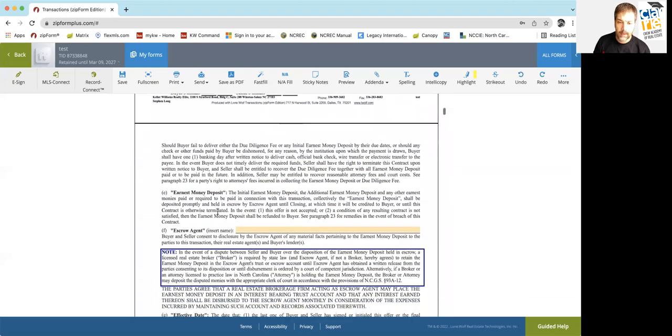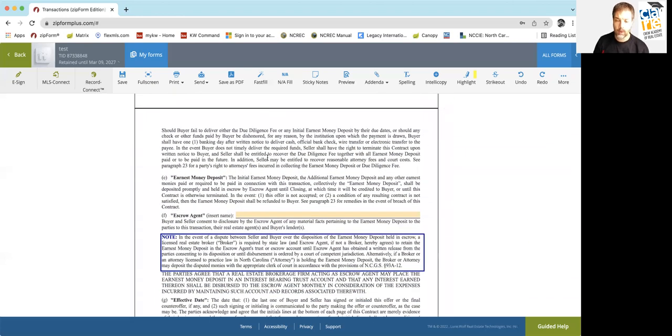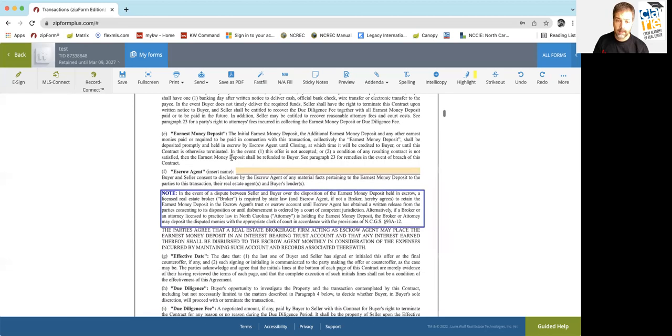Now, remember, if they should fail to do so, they would, of course, be in breach. And that's what this goes on to say here, that the due diligence is due at the time of contract and would be a breach if they do not deliver it. Same with the earnest money deposit. It does have to be deposited within 3 days, unless you check the box above saying 5.